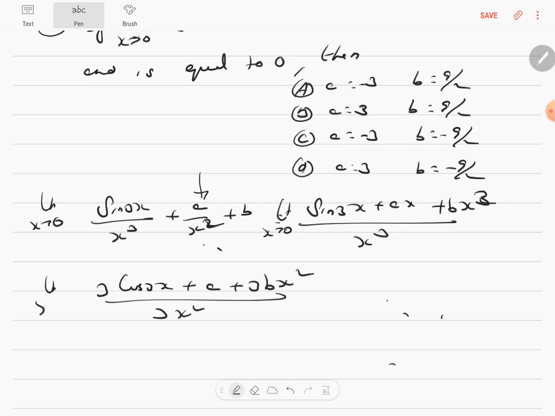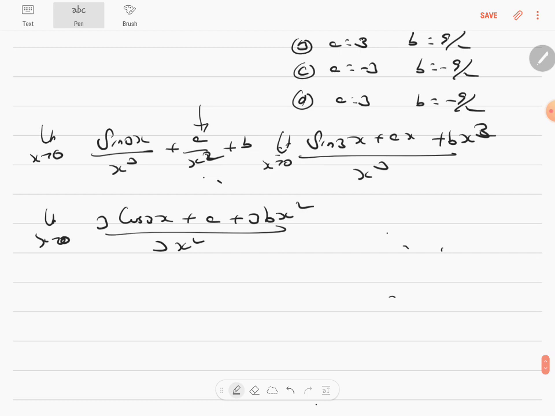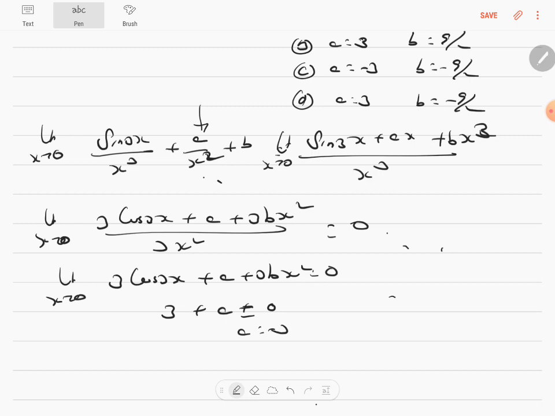Limit x tends to 0. Now is it possible for us to split it? No. But this limit itself is 0. That's the best advantage. So when you differentiate it, that itself should be 0. So therefore the numerator can be equated to 0: 3 cos 3x plus a plus 3bx square is equal to 0, as x tends to 0. So cos 0 itself is 1. So 3 plus a plus 0 is equal to 0. So a is equal to minus 3.